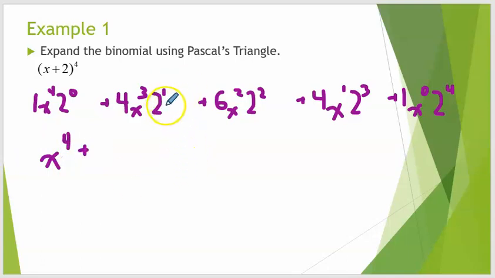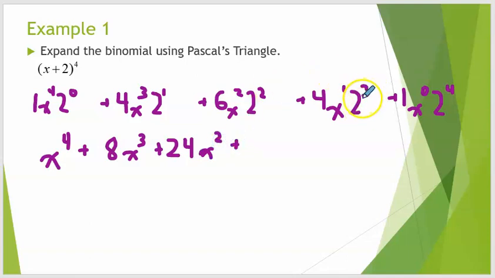Then I have 2 to the 1st power, which is 2, times x to the 3rd times 4. Well, the 2 and the 4 can be multiplied together to make this 8 x to the 3rd. Next term, I have 2 squared, which is 4, times 6, which is 24, x squared. Next term, I have 2 to the 3rd power, which is 8, times 4, which is 32. And that's x to the 1st power, so we can just write x. We don't need the exponent on it. For the last term, I have 1 times x to the 0, which is also 1, times 2 to the 4th, which is 16.